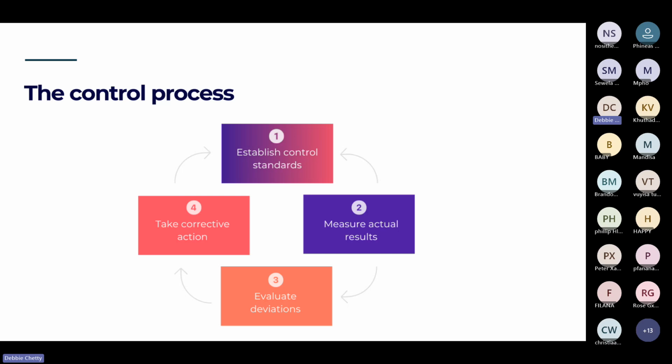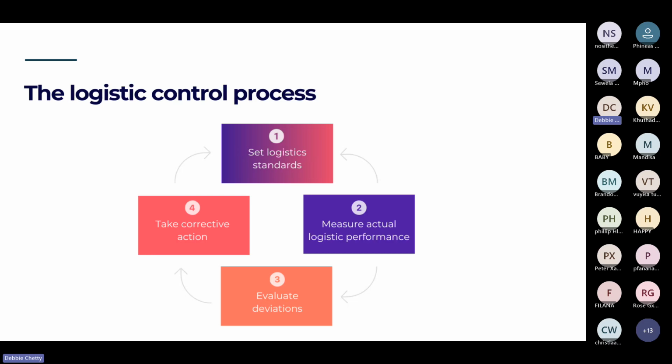Okay. Then after explaining the control process, which is quite simple, there are 4 steps: establish control standards, measure actual results, evaluate deviations, and take corrective action, right? Then you also have the logistics control process, so you shouldn't get confused. You have the control process, and secondly, you have the logistics control process as well, right?